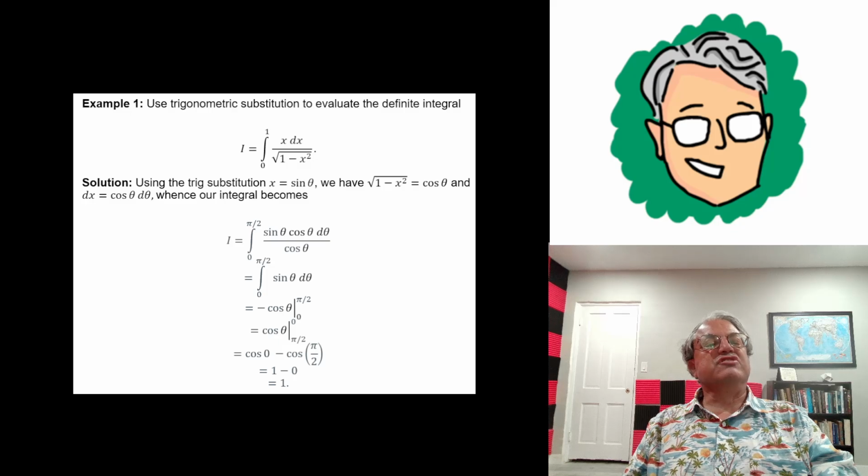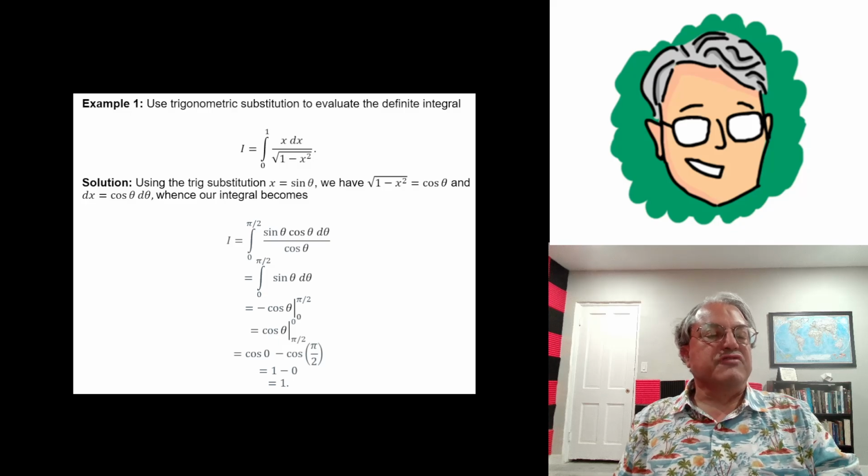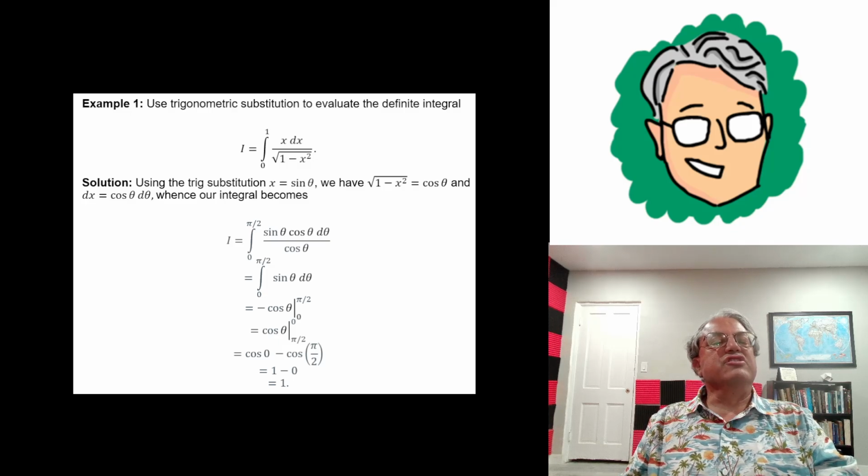So let's first look at this example. This is a definite integral. I'm going to do two definite integrals today. The integral we're starting with is the integral from 0 to 1 of x dx over square root of 1 minus x squared. Well, in this case a is 1, and we want to just let x equal sine theta. So what happens when we do that? Well, the square root of 1 minus x squared in this case is cosine theta. So the denominator becomes cosine theta.